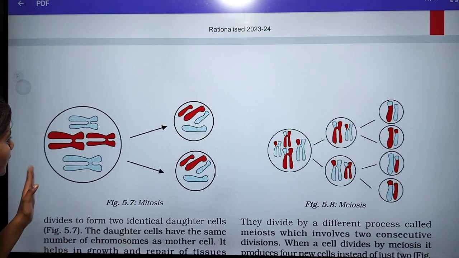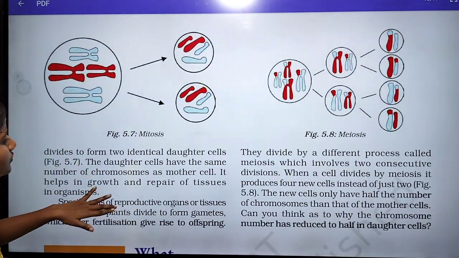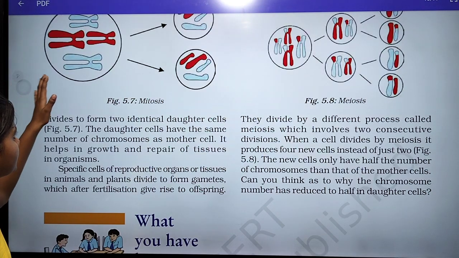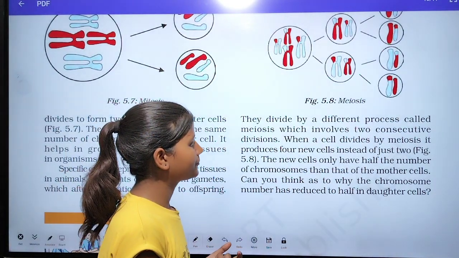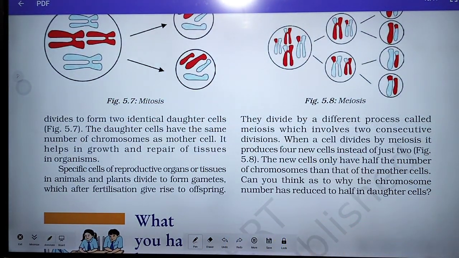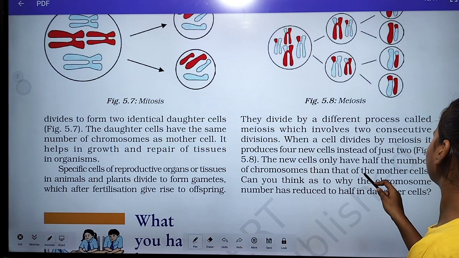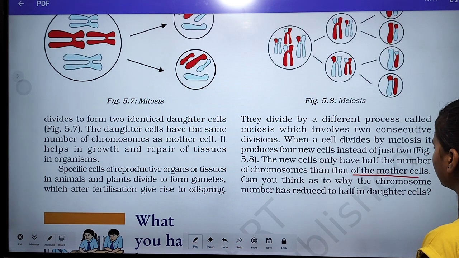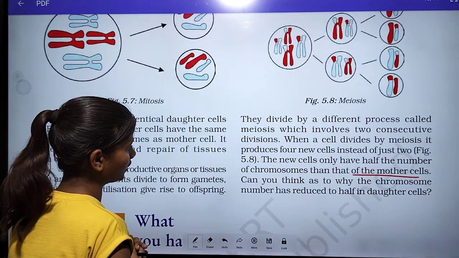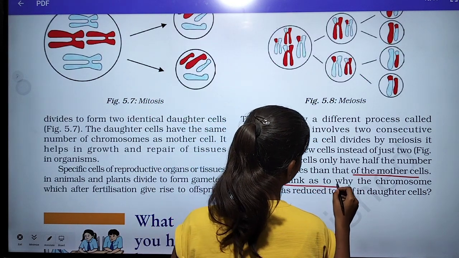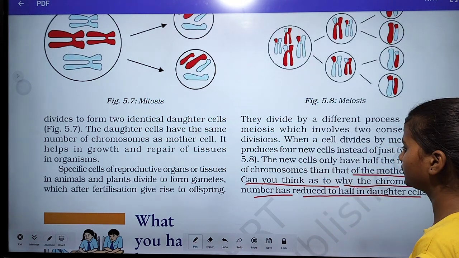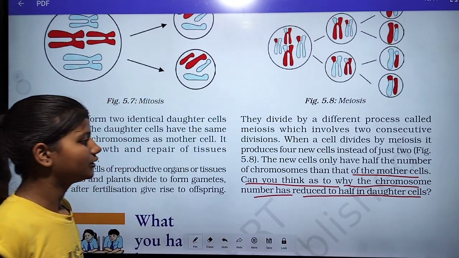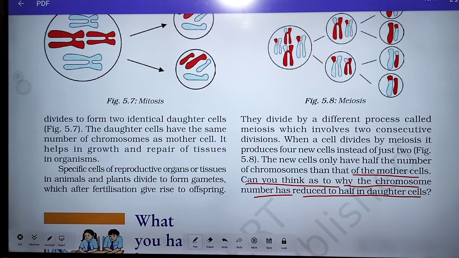But in mitosis the number of chromosomes is the same in the mother cell and daughter cell, but in meiosis the new cells only have half the number of chromosomes of the mother cell. Can you think why the chromosome number has reduced to half in a daughter cell?